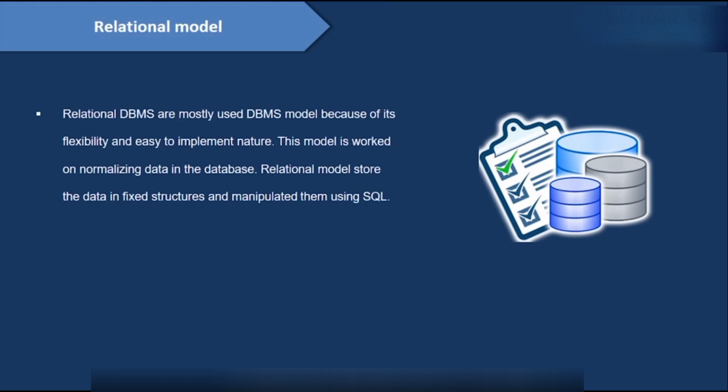Now let's have a look at the relational model. Before we start with the relational model, let me give you a scenario: in most companies and in most cases we use the relational model because it helps to make relations between tables, right? The relational database management system is the most used DBMS model because of its flexibility and easy-to-implement nature. This model works on normalizing data in the database, and the relational model stores the data in a fixed structure and manipulates it using SQL. And we will also have a look at what SQL is.